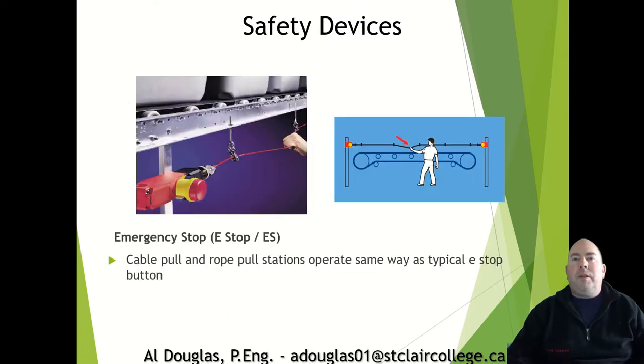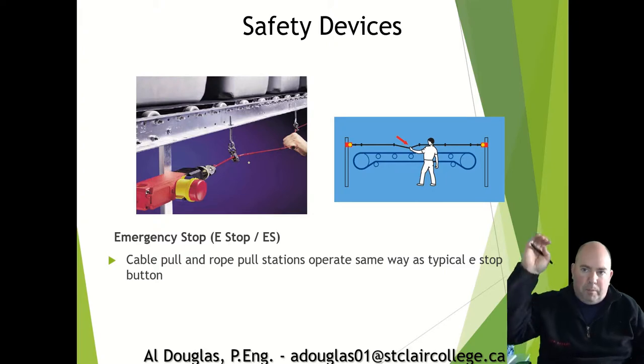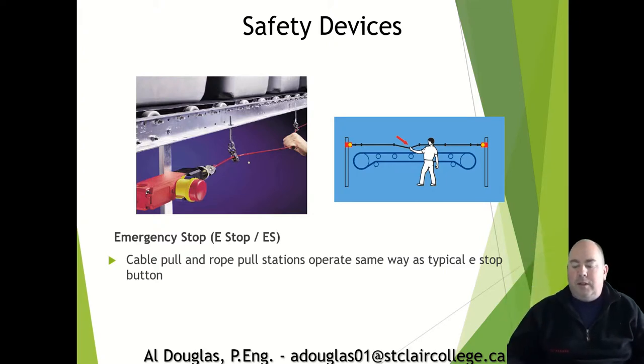Alright, another device here, the emergency stop cable switch. Okay, cable pull or rope pull. This is like an EStop, but it's activated by pulling a cable. Often compare this to the thing you pull on the bus to indicate that your stop is coming up. Those of you that have ever ridden a bus before, like you can see this guy pulling the cable here.